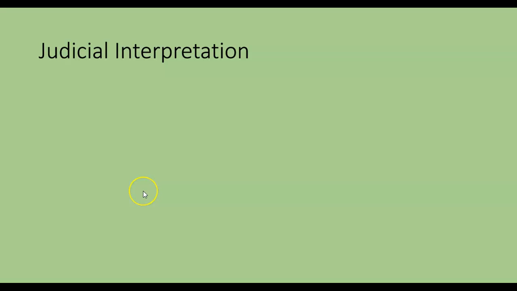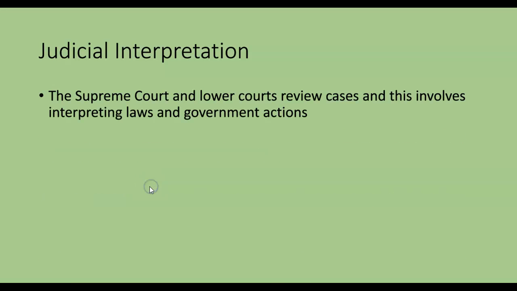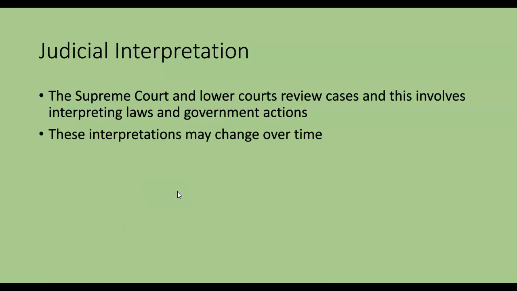The last way in which the Constitution is flexible or adaptable is that the Supreme Court and lower courts can review cases, and this involves interpreting laws and government action. These interpretations may change over time. In one generation, a law might be considered constitutional. In another, it might be considered unconstitutional. So the judicial branch can interpret laws in different ways.